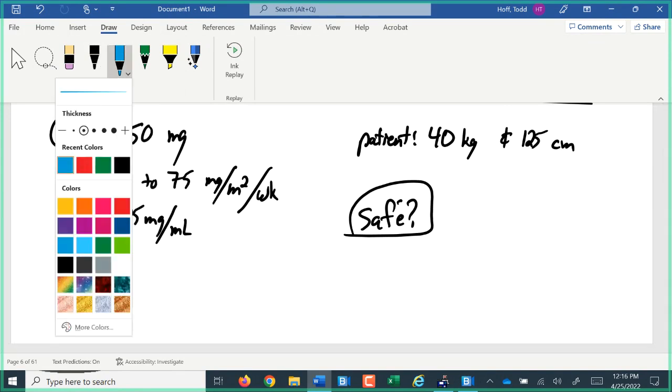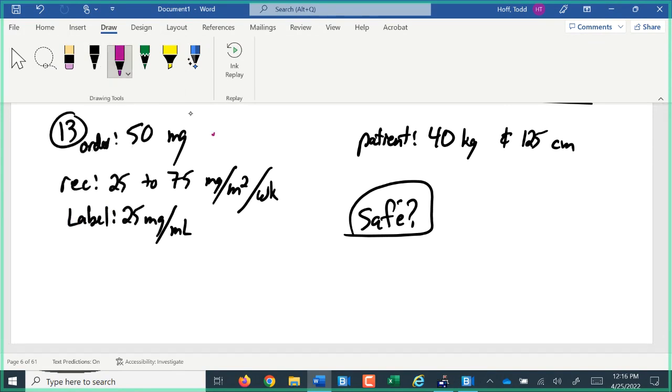So let's take a peek. We're going to start off with the order. Actually, sorry, let's check that. We're doing a safe dose. So the order is 50 milligrams. Let's figure out what the milligrams needs to be. So our patient is 40 kilograms, 125 centimeters. Our recommendation is per meter squared, so we need to find a body surface area.